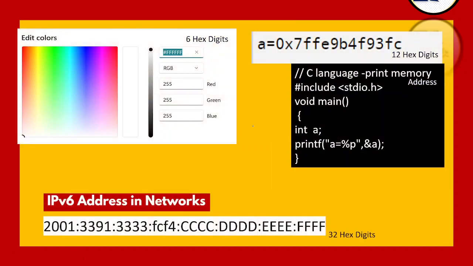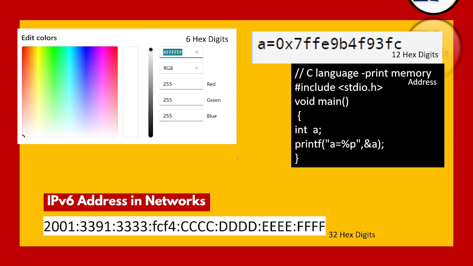So the first example is a C language program. Here we want to print the memory address of a given variable, and when the output comes it looks like this. So a is the name of our variable, and we have printed its address. This symbol means address of a, and this is basically a 12 digit hexa code, and 0x in C tells that this is a hexadecimal number.